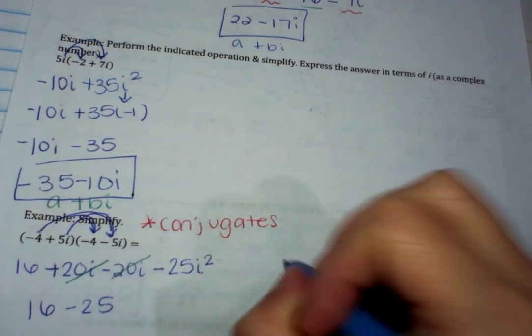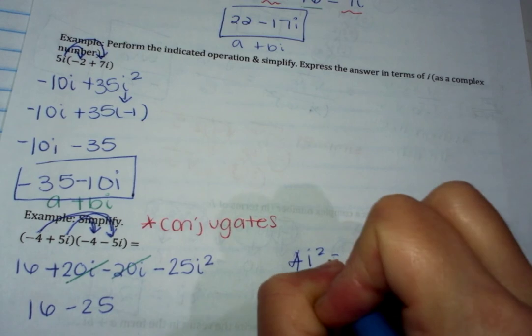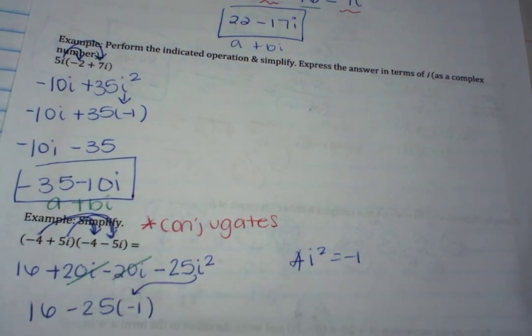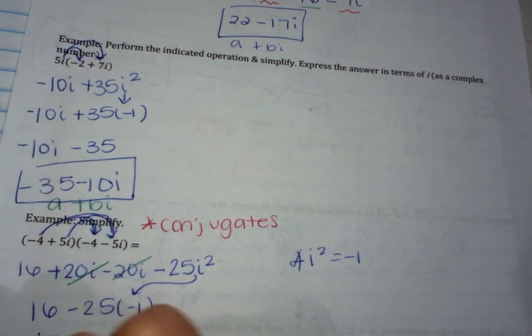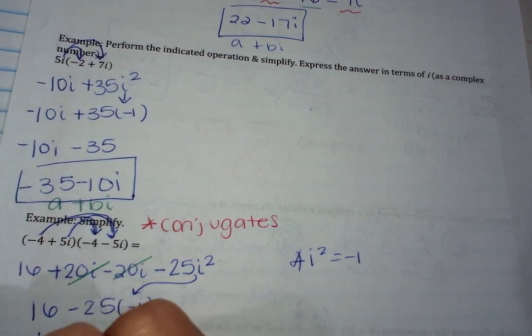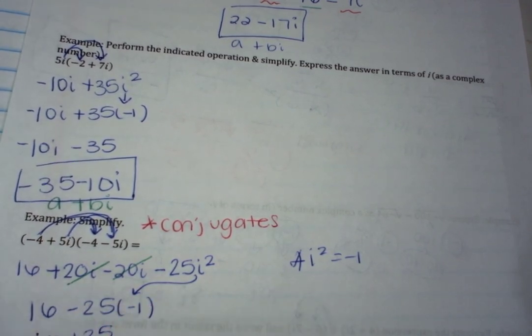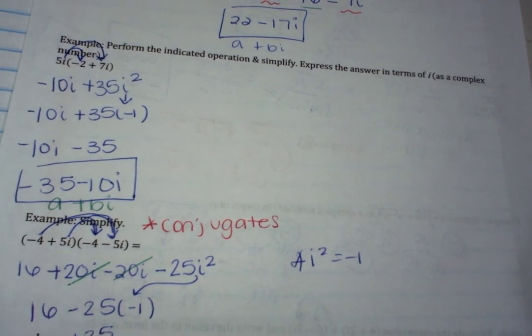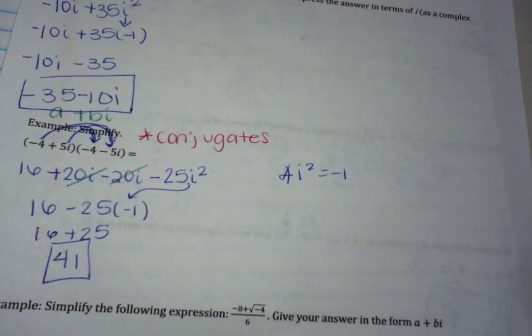And again, we know that i squared is negative 1, so I can rewrite i squared as negative 1. So I really have 16, and negative 25 times negative 1 is positive 25. Then our final answer is 16 plus 25, which will give us 41. Done. Oh, sorry, 41.